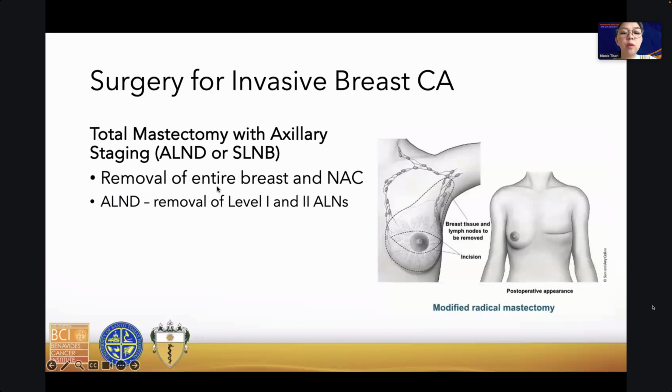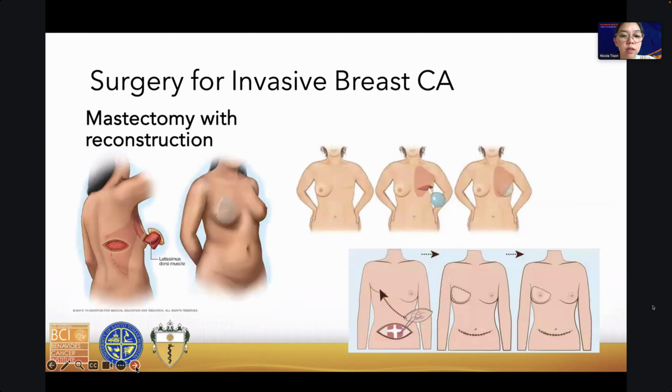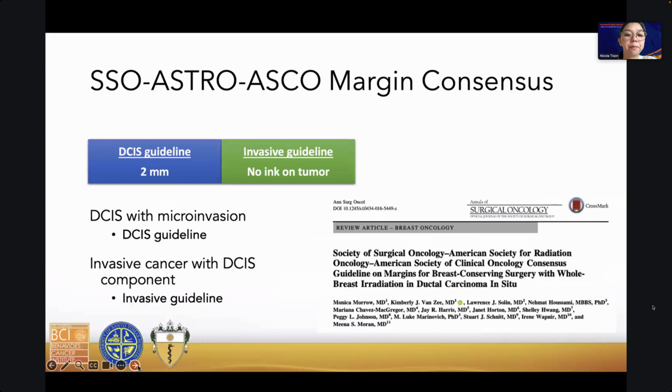Another option would be a mastectomy with axillary staging. So when you say mastectomy, you remove the entire breast and nipple areola complex. Axillary lymph node dissection includes removal of levels 1 and 2 axillary lymph nodes. And of course, we have an option for mastectomy with reconstruction. It can be a skin sparing or nipple sparing mastectomy with either an implant reconstruction or autologous reconstruction. So it's important for the breast surgeon, the general surgeon, to work hand in hand with the plastic surgeon to best plan what reconstructive options would be best for your patient.